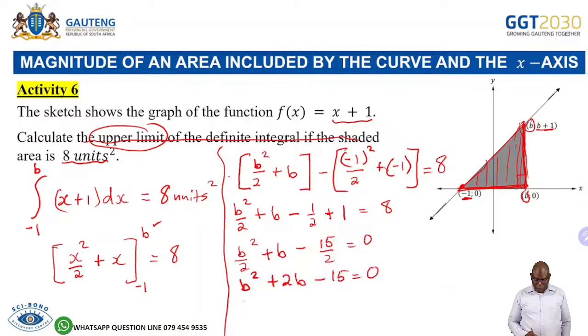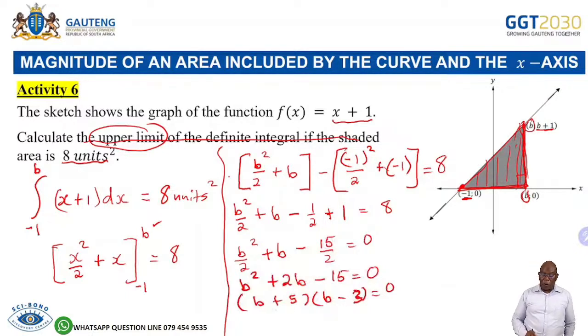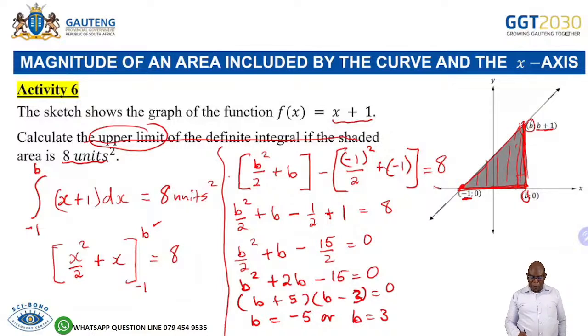Then I can get the values of b there by factorizing or using a formula. So b plus 5, b minus 3, sorry. Positive 5b and negative 3b will give me a plus 2b. The answer will be b equals negative 5 or b equals 3. In this case, I can see minus 5 will be on this side.